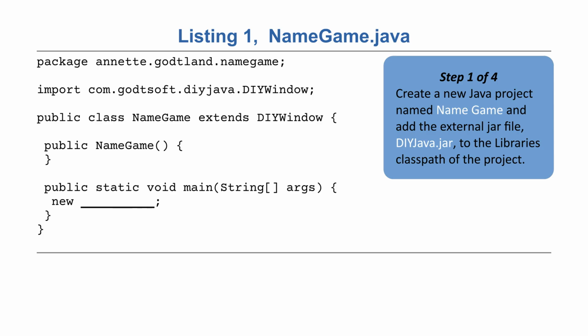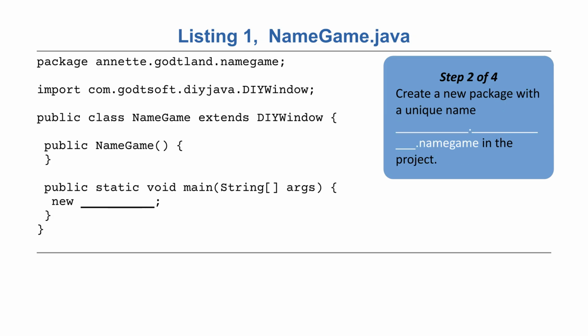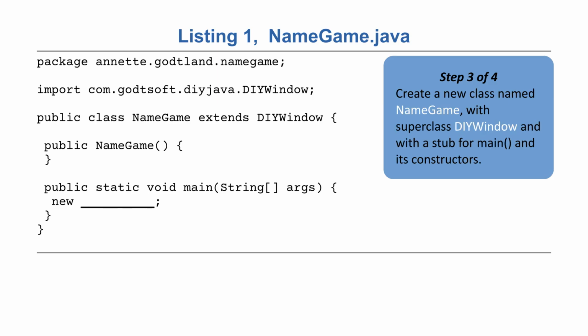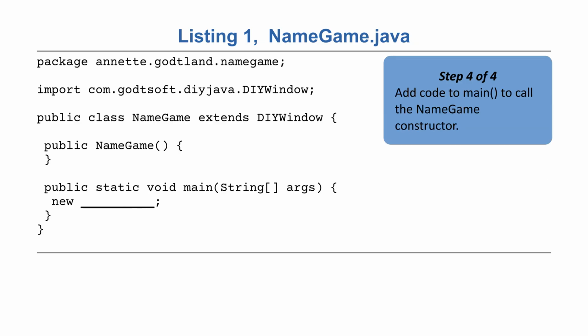First, create a new Java project named NameGame and add the external jar file diyjava.jar to the library's class path of the project. Next, create a new package with a unique name. Hint, I named mine annette.gotland.namegame. Then, create a new class named NameGame with superclass DIY window and with a stub for main and its constructors. And finally, add code to main to call the NameGame constructor. Run it. What happened? It should have opened the DIY window with no contents.